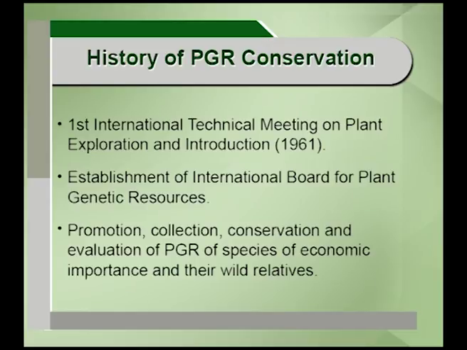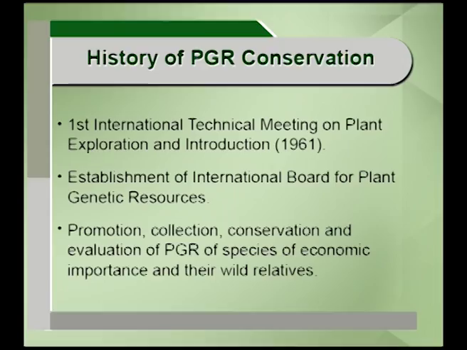the Food and Agriculture Organization conducted a high level international technical meeting on plant exploration and introduction, and thereafter immediately they established a cell for the purpose of plant genetic resources, and that included not only the plants, it included the forest crops as well. So that was the importance given to PGR conservation, and immediately thereafter an important board, the International Board for Plant Genetic Resources, was established.